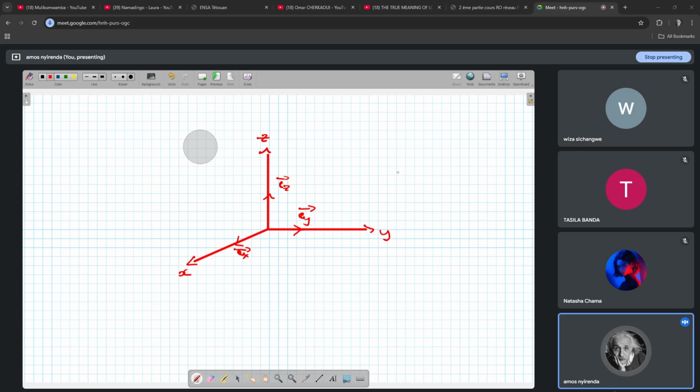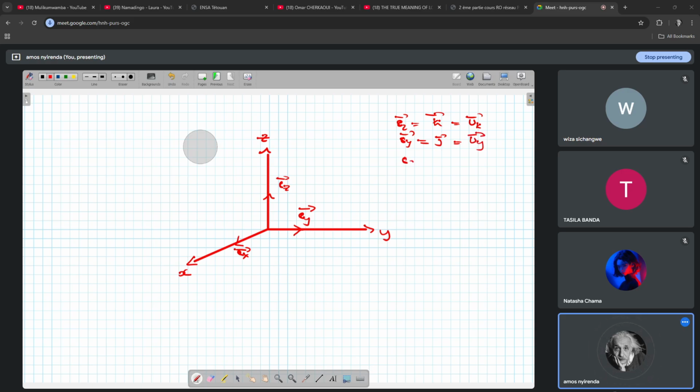Now, you also find things like this. This EZ can be K for some people, and others will represent it as UK. C'est exactement la même chose. EY, other people will write it as J, like so, and then UY.